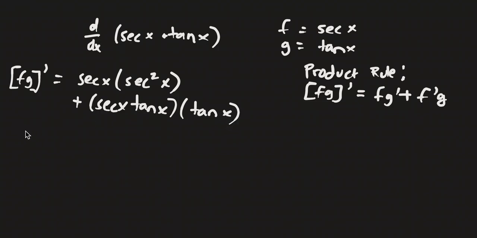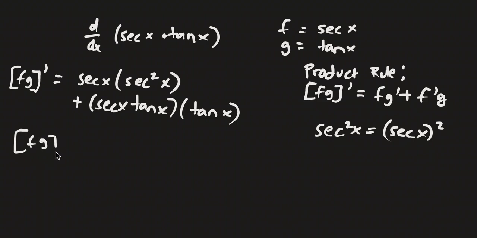So now let's try to simplify. Remember that secant squared x is equal to secant x squared. These two are equivalent. So let's keep that in mind and solve this question. So this is going to equal secant x times secant x times secant x, essentially this top part. So this can be written as secant cubed x.